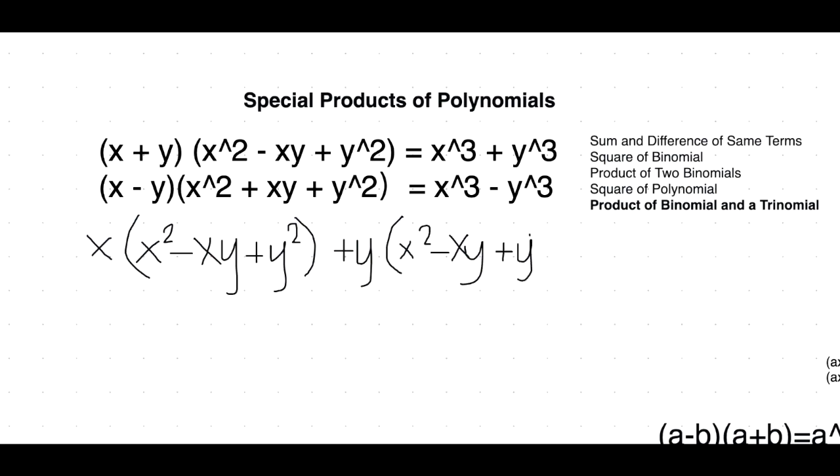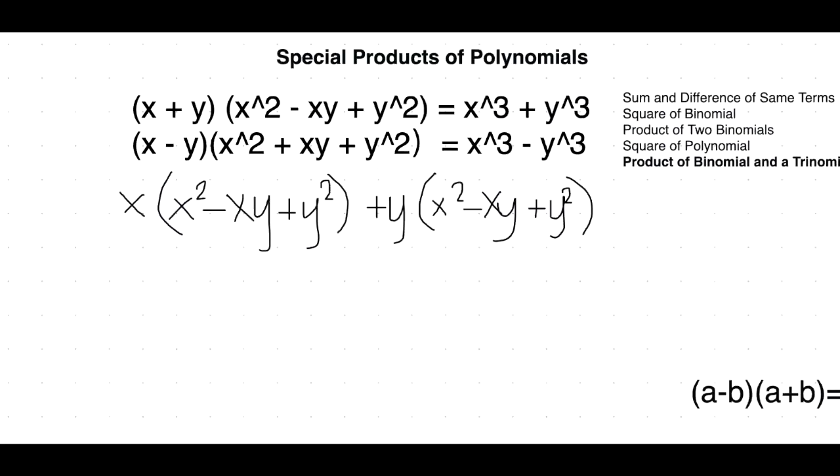Okay, so let's multiply out these brackets. So x times x squared, that's x cubed, and then x times minus xy, that's minus x squared y, and then x times y squared, that's plus xy squared.